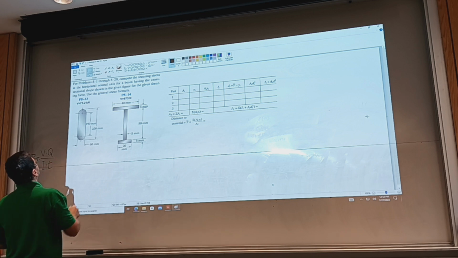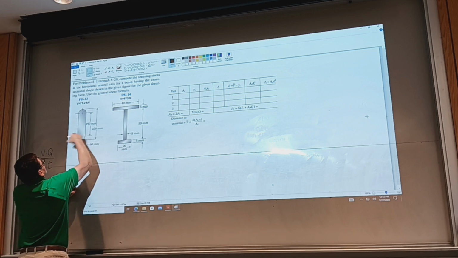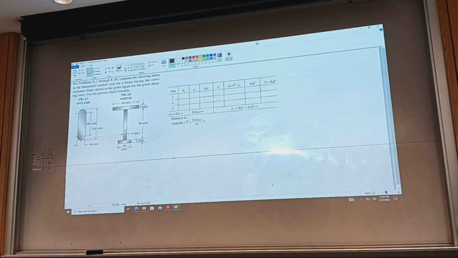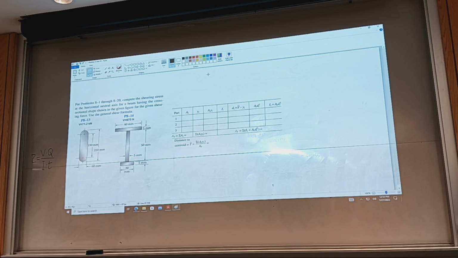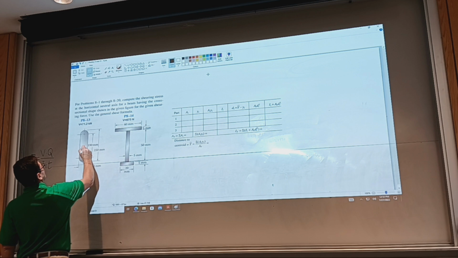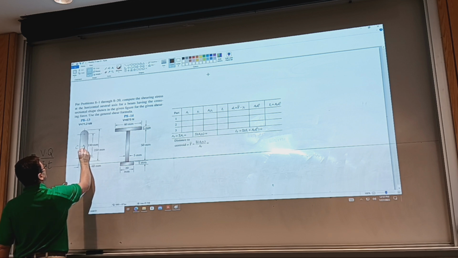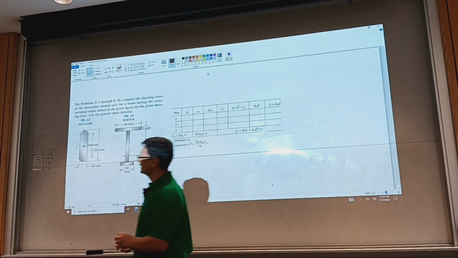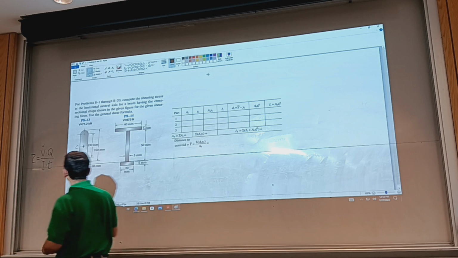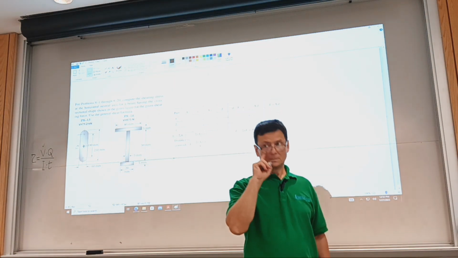And it has to happen at the centroid of the entire figure. Because of symmetry, we know immediately where the centroid is. So this is C for the section, and this is where we evaluate the shear stress. We said that V is given. Can we tell t from the figure? What's t?